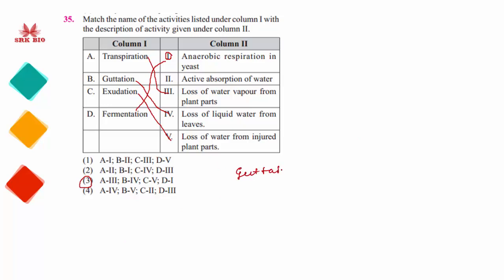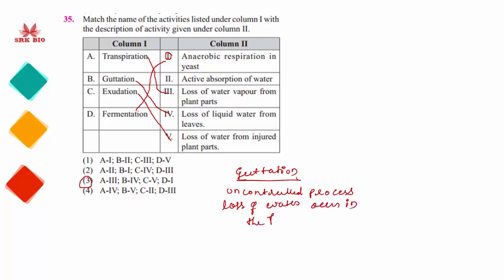So during guttation, guttation is an uncontrolled process. It cannot be controlled. During guttation, loss of water occurs in the form of droplets or in the form of liquid.